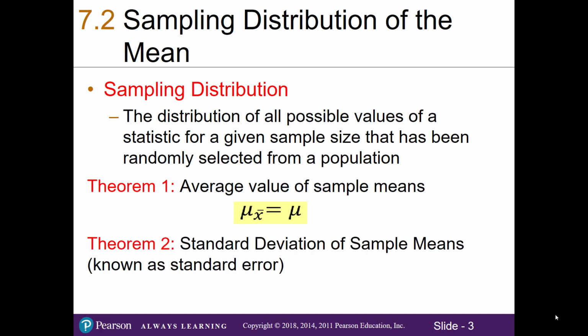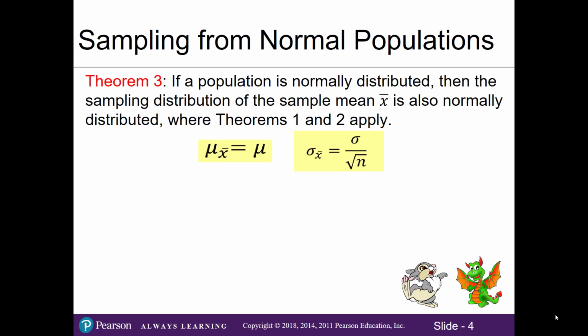Theorem 2 is known as the standard deviation of sample means, also known as the standard error. If I take all of my possible samples and I take their sample means, the standard deviation of these is the population standard deviation divided by the square root of n. Theorem 3 states that if a population is normally distributed, that means it's bell-shaped, then our sampling distribution of the sample mean is also normally distributed, or also bell-shaped. And this allows us to apply Theorem 1 and Theorem 2 regarding our mean and our standard deviation of the sample means, or the standard error.